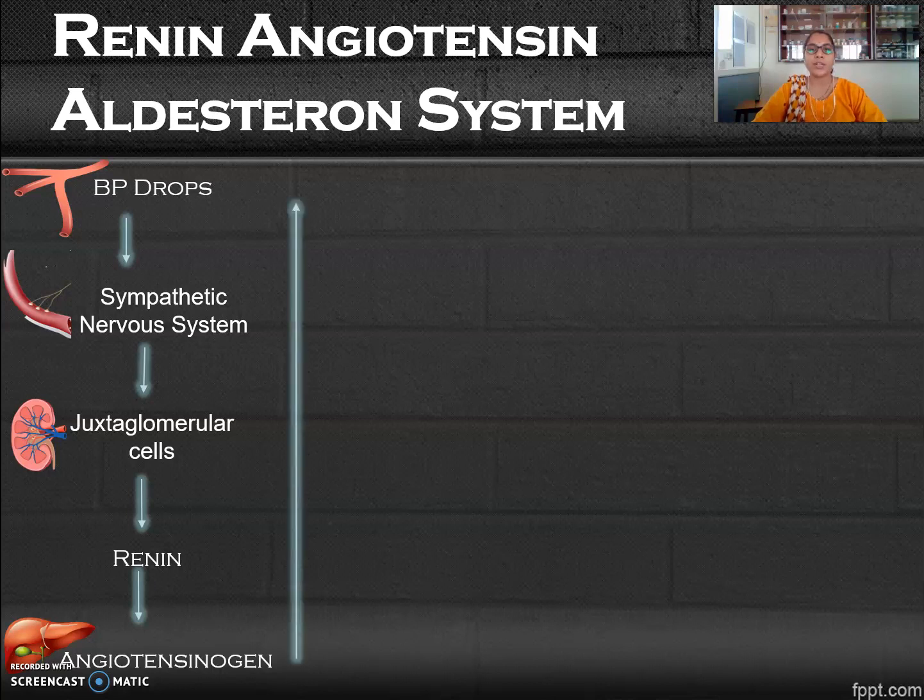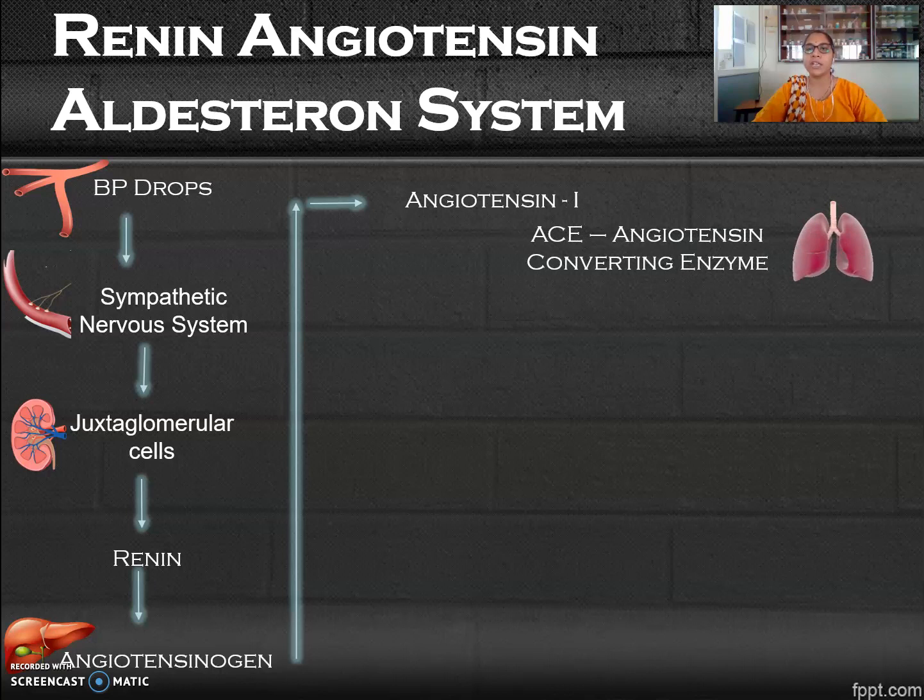This angiotensinogen converts into angiotensin 1, which is the second component of this system. So angiotensin 1, with the help of the enzyme angiotensin converting enzyme which is present in the lungs, converts into angiotensin 2. The name angiotensin converting enzyme itself suggests it converts the angiotensin. So from what? Angiotensin 1 to angiotensin 2, which is now giving the action on the various organs.